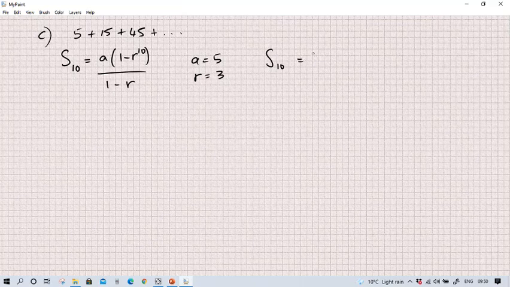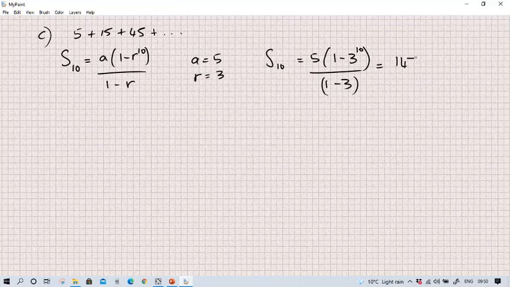S10 equals 5 times 1 minus 3 raised to the power of 10, all divided by 1 minus 3. We'll be careful to use brackets on our calculator and calculate it carefully to give us S10 equals 147,620.